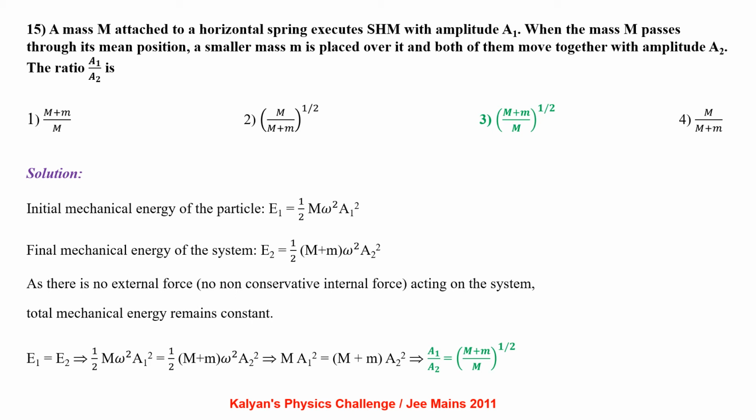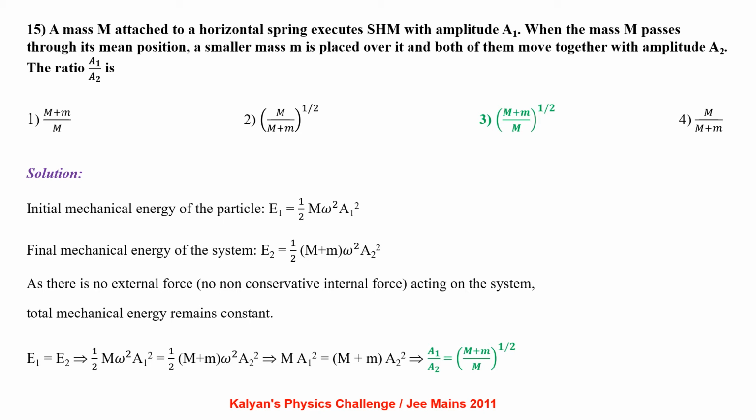A mass capital M attached to a horizontal spring executes SHM with an amplitude A1. When the mass M passes through the mean position, a smaller mass small m is placed over it and both of them move together with an amplitude A2. The ratio A1 by A2 is.